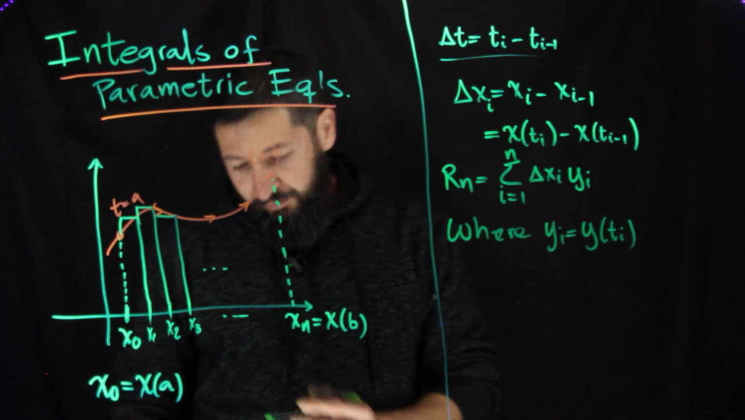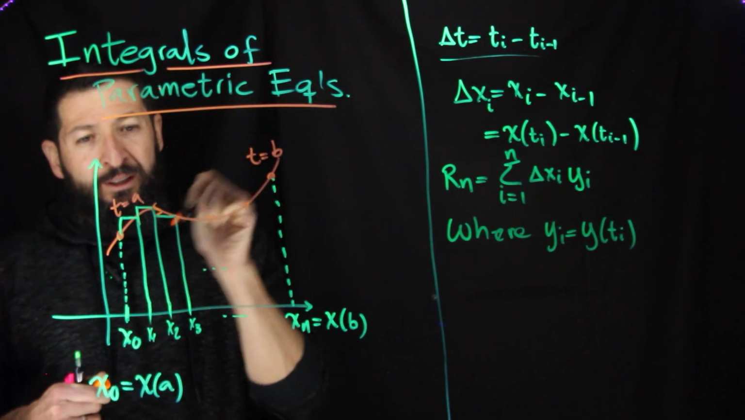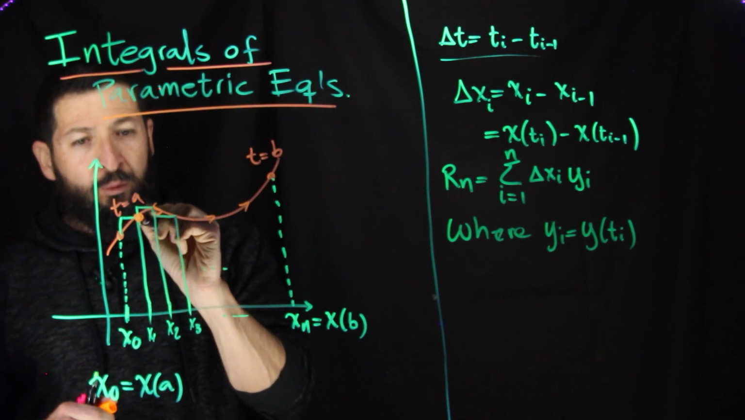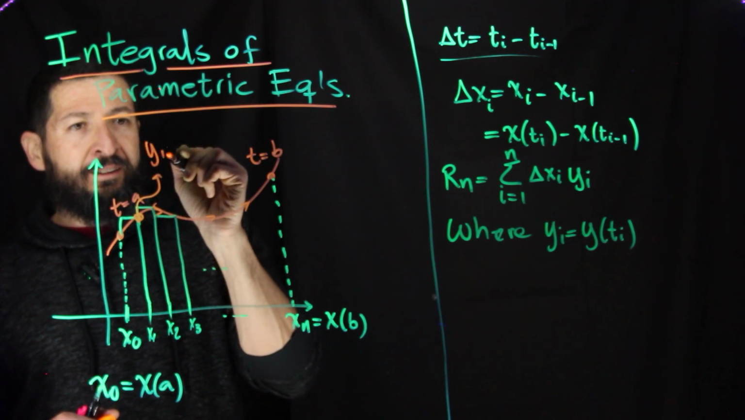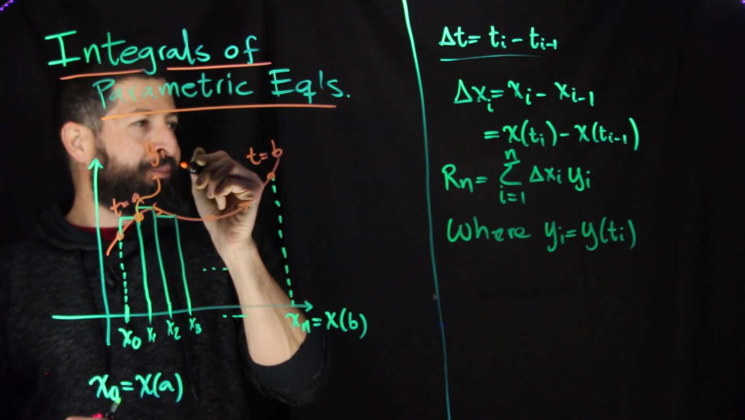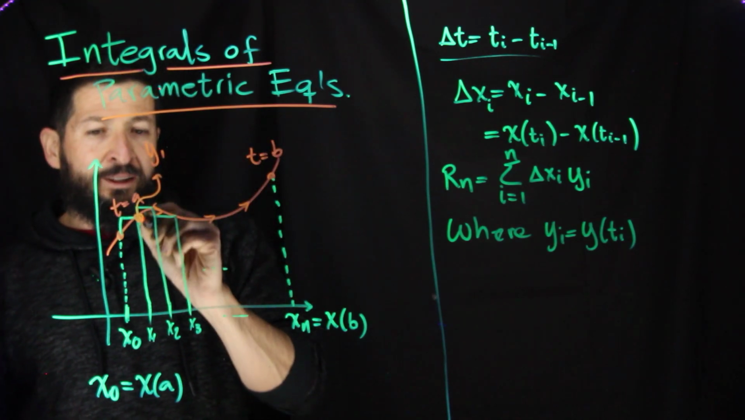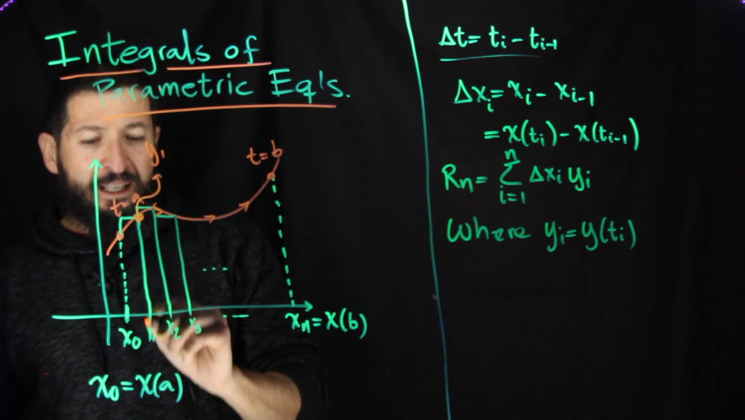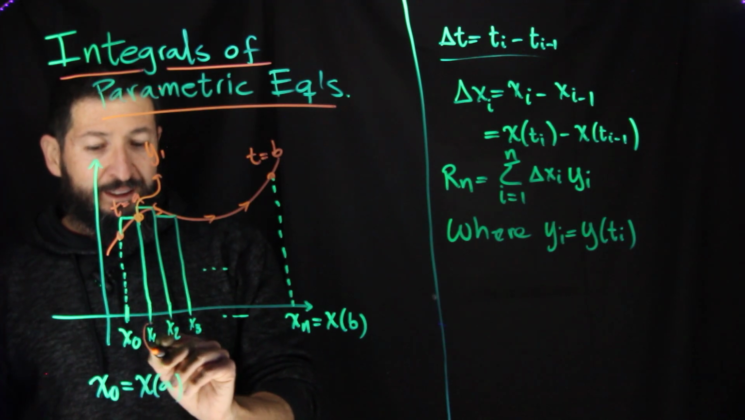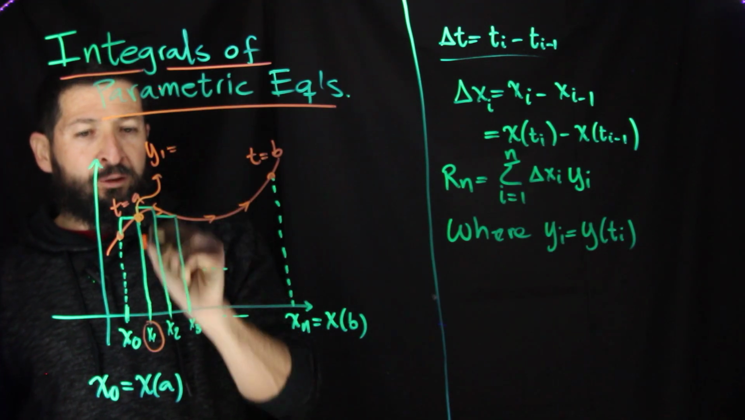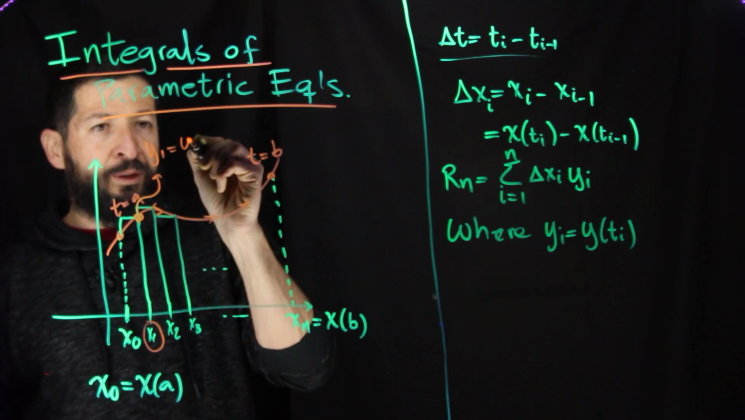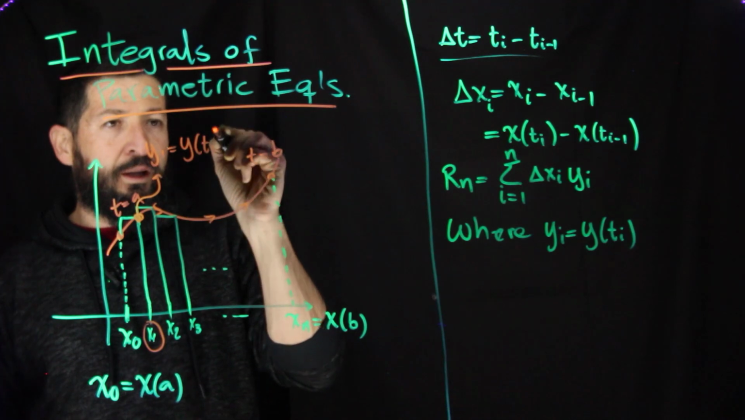So what would yi be? For example, in this case, this would be y1. Y1 is nothing but the height of the curve at time equals 1, because the x is going to be x evaluated at t1. Now the y that corresponds to that point on the curve is going to be y at t1.